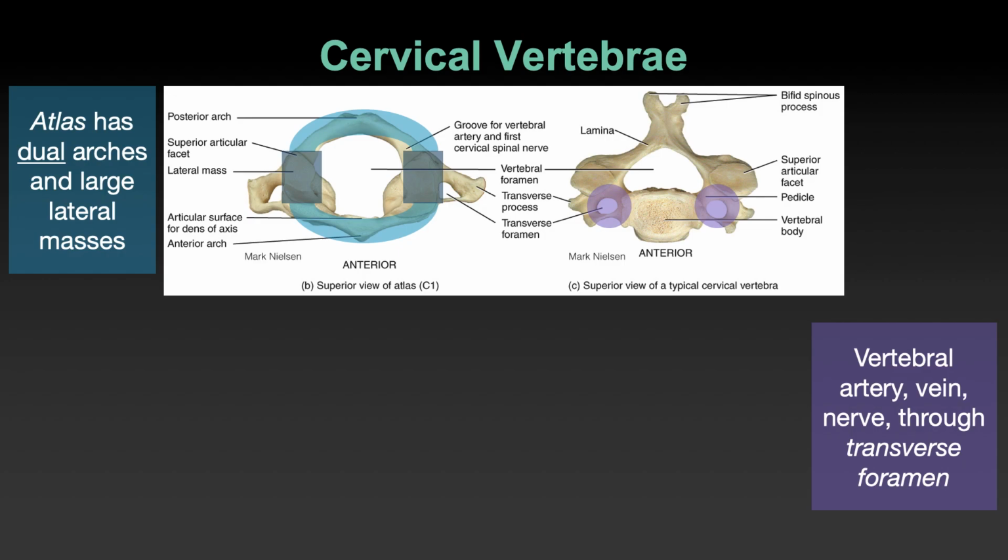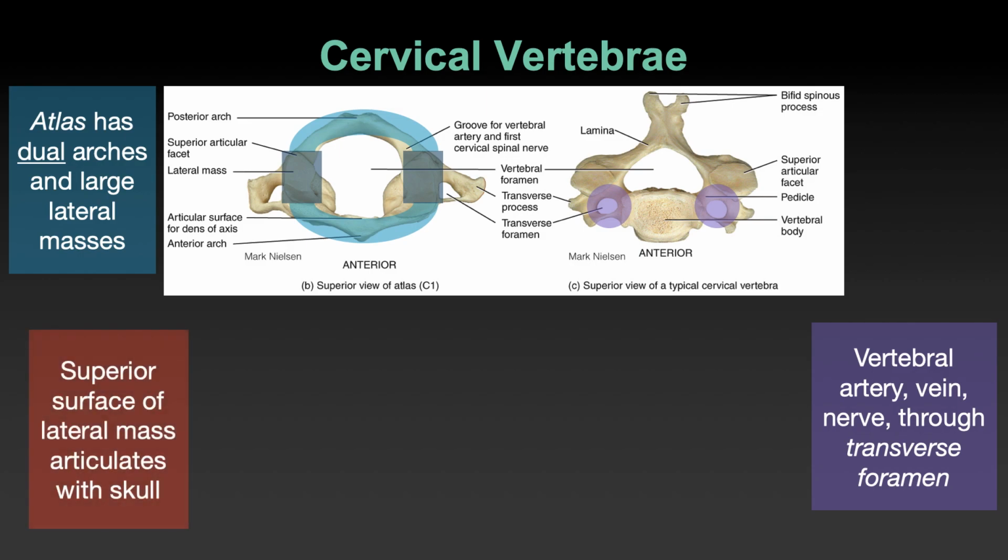Dual arches, anterior and posterior, and they are connected, they merge at what we call lateral masses. They're enlarged areas that do support the weight of the skull. It's not as clearly defined as the bodies of the other vertebrae in the vertebral column. These masses specifically bear the weight of the skull, so the skull sits right on top of those lateral masses.